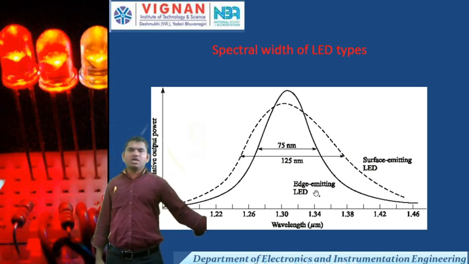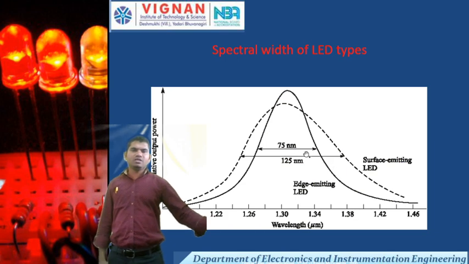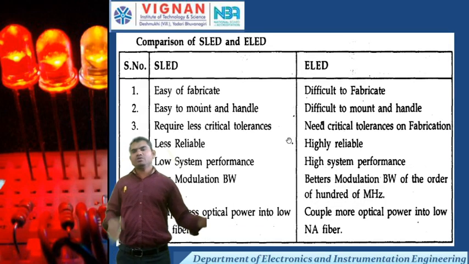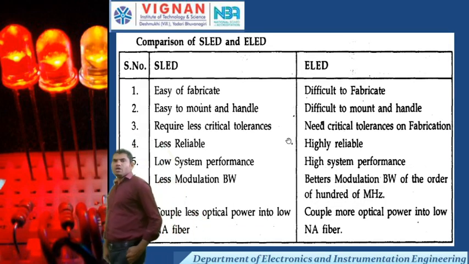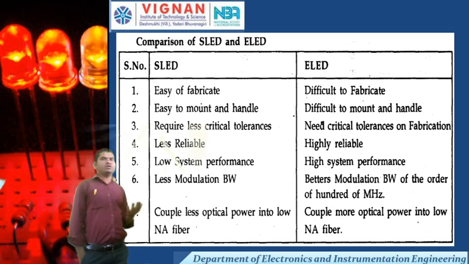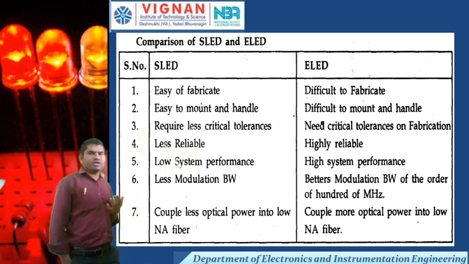The width is that of the edge emitting diode LED, the output is this, and this is the surface emitting LED output. This is wavelength, how much of that wavelength there is for the particular LED. Coming to the comparison of SLED, that means surface light emitting LED, and edge light emitting LED.